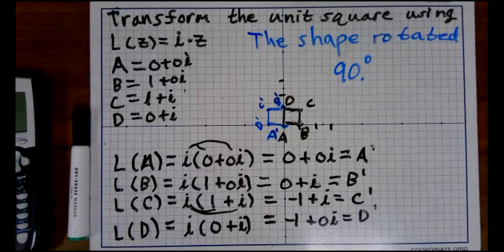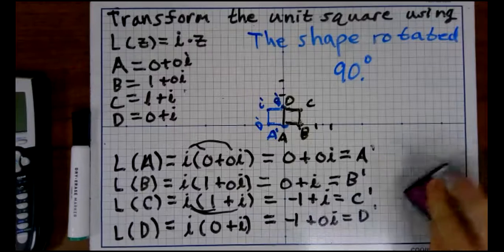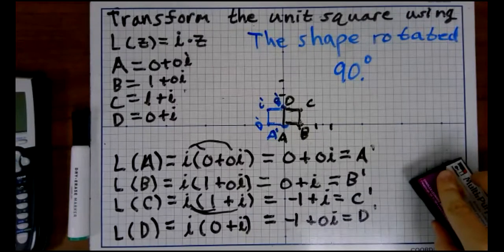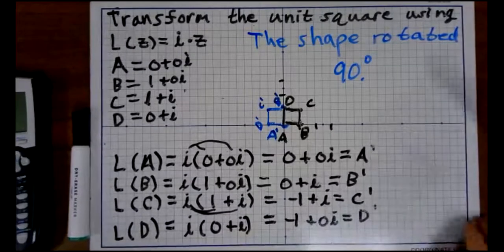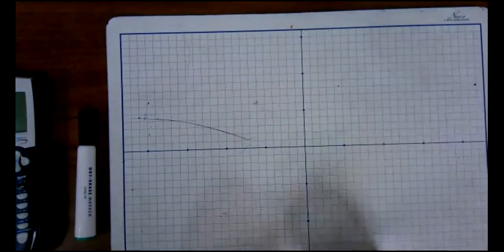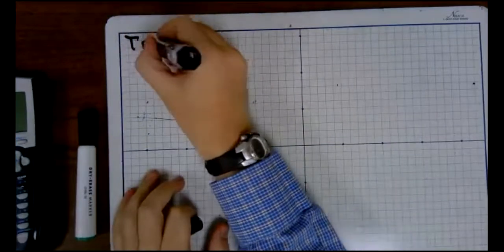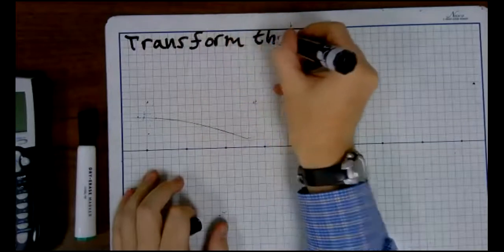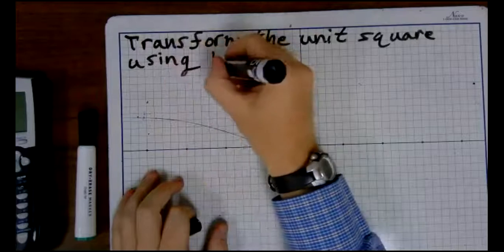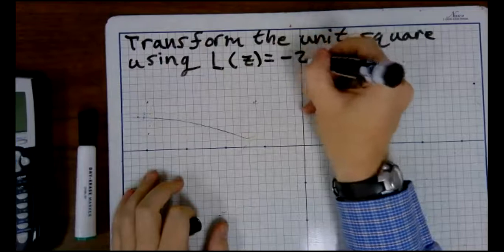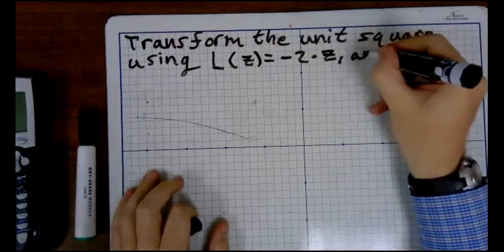All right. So I'm going to give you one for you to try yourself really quick. Can I erase stuff? No one's yelling at me? Okay. I'm going to ask you to transform the unit square using L of Z equals negative 2 times Z, and describe the effect.